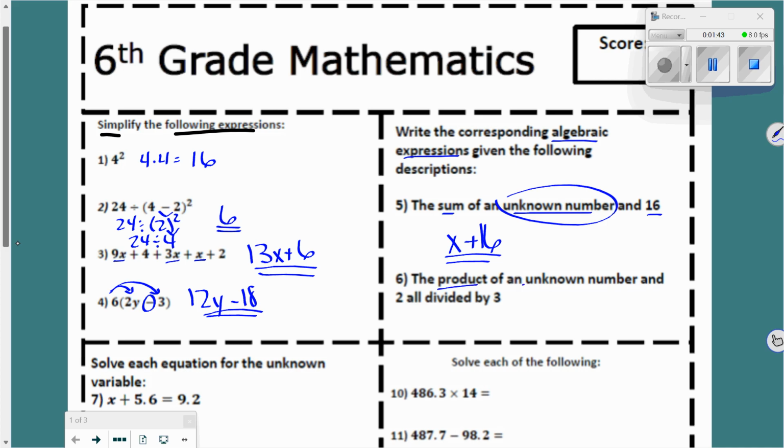The product of an unknown number and 2 all divided by 3. That's saying 2 times that number, and it's all divided by 3. If you wrote it this way, that would also be acceptable. But just the way it's phrased, this was the way I personally would have written it.